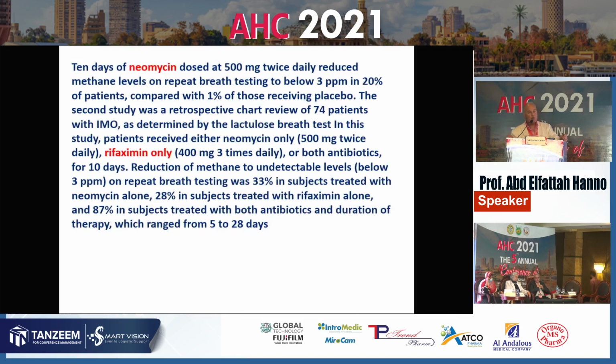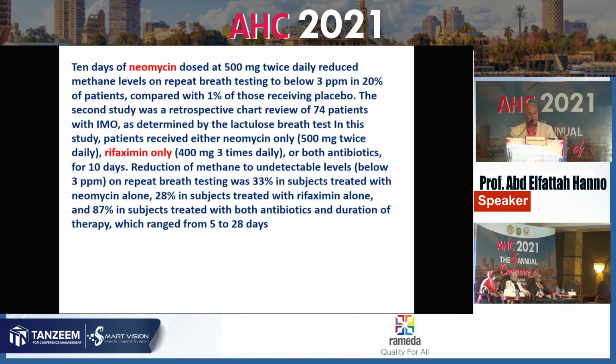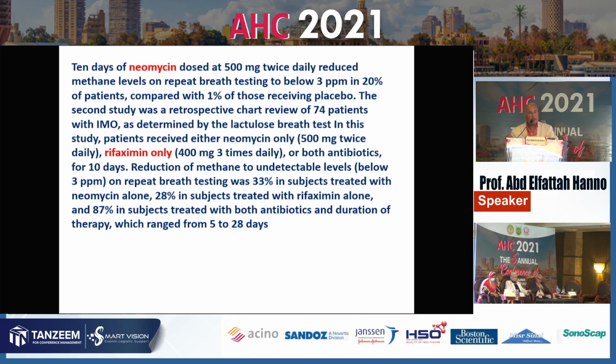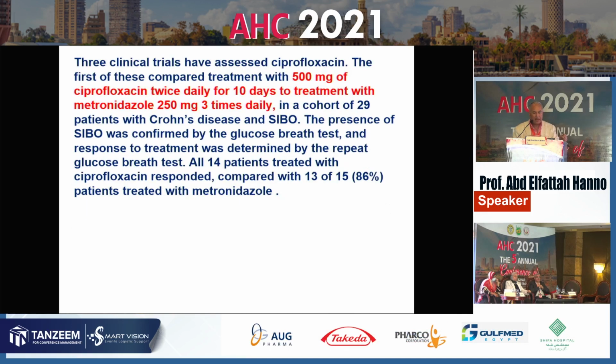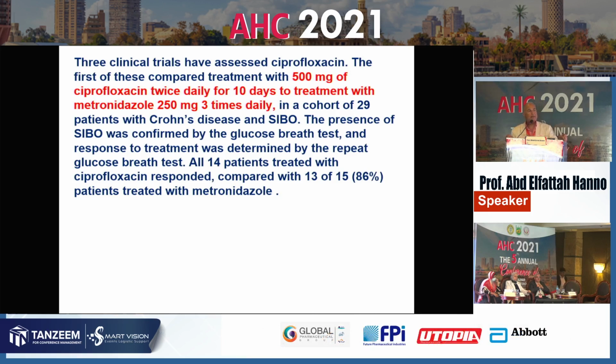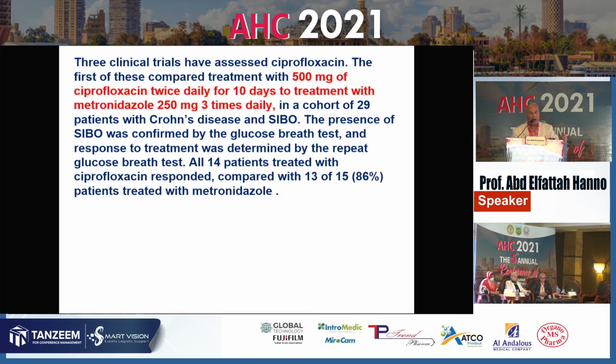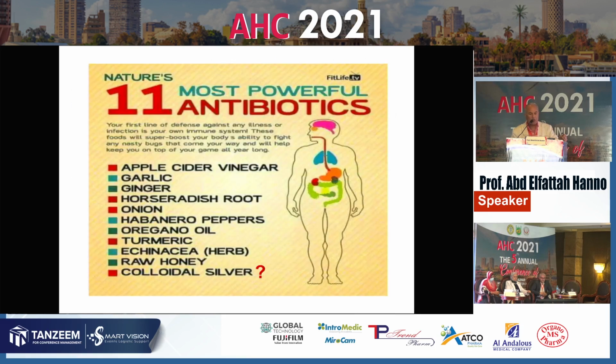But the evidence now is going with the combination of neomycin and rifaximin. This study illustrates that about 87% of subjects were treated with both antibiotics for a duration ranging from 1 week up to 4 weeks, at a dose of 500 mg twice daily for neomycin and 400 mg three times daily for rifaximin, giving a very good result. So the combination of neomycin and rifaximin gives us a very good result. Also, ciprofloxacin and metronidazole give close to 90% for a 1-month duration in patients suffering from SIBO after diagnosis and documentation of the disease.